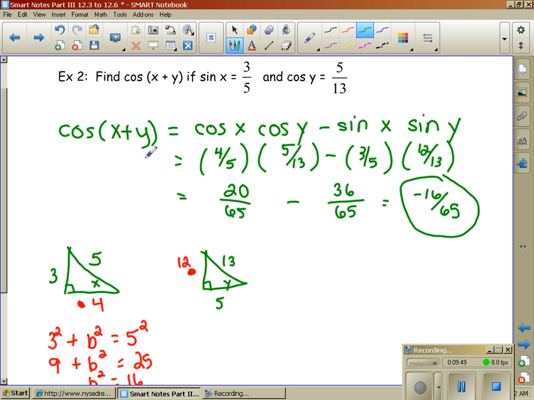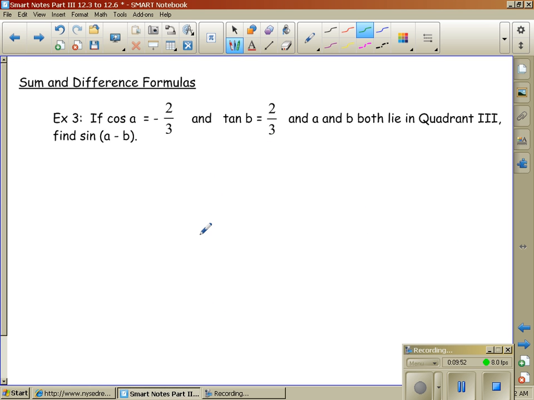Okay, next page. The only thing here is that we have to figure out positive and negative, so they're telling you which quadrant it's in, and that helps you figure out what's positive and what's negative. Both lie in quadrant 3. Okay, quadrant 3. Making my A triangle first. Cosine is adjacent over hypotenuse. So this is -2 over 3.